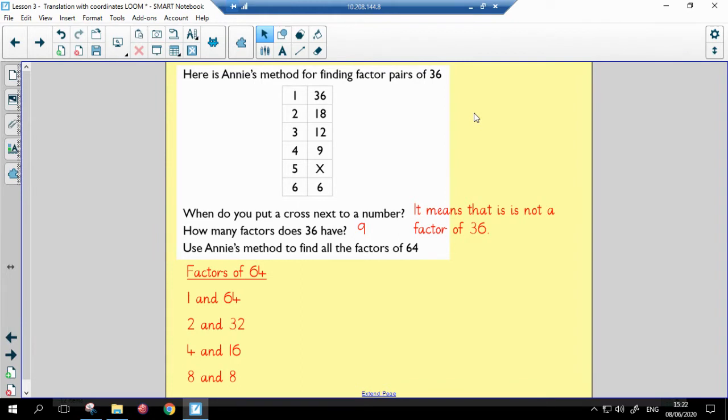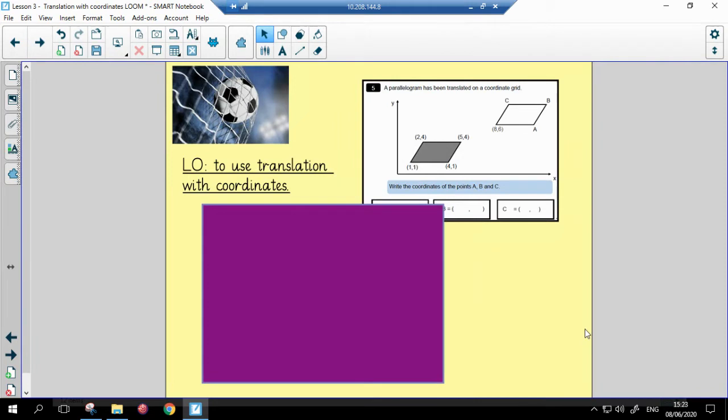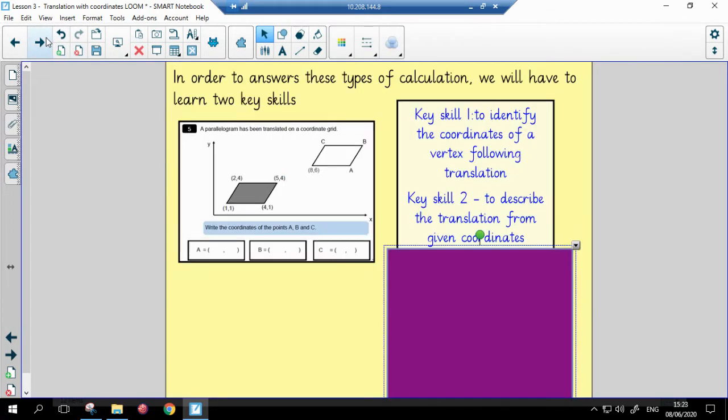It's really important going on into Year 6 that you can recall your times tables really quickly and also very accurately. So today's lesson is to use translation with coordinates, and we will be looking at these types of questions today. Okay, our first key skill will be to identify the coordinates of a vertex following translation, and our second will be to describe the translation from given coordinates.